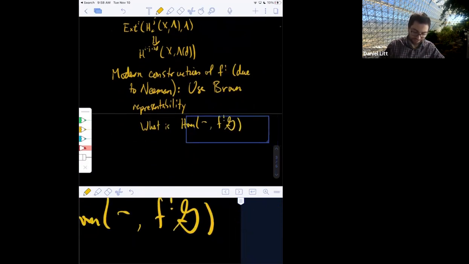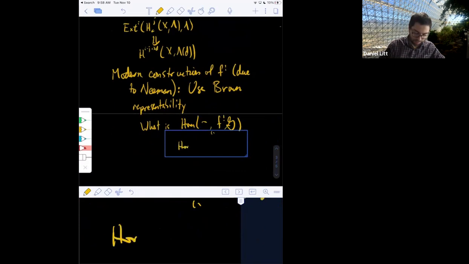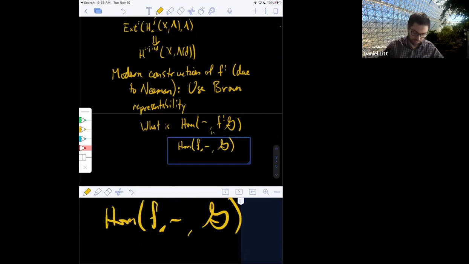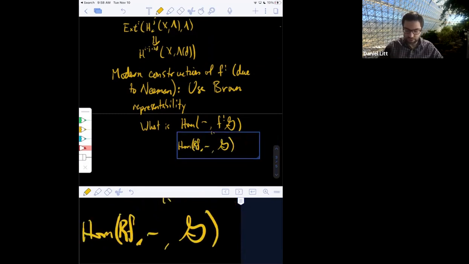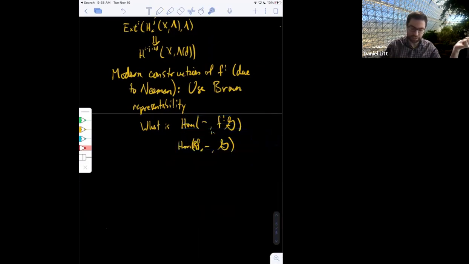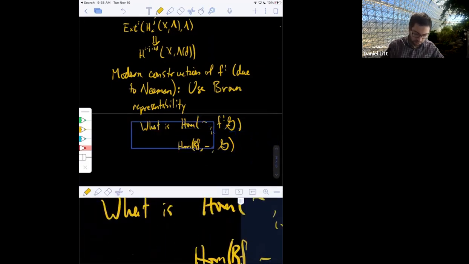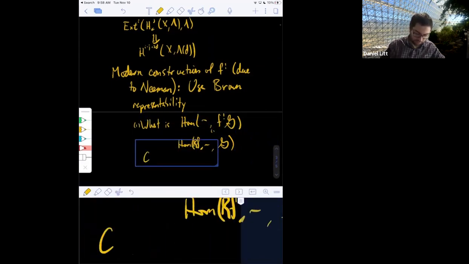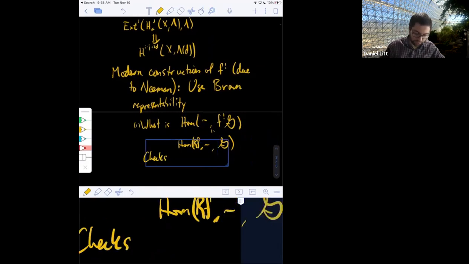And well, we know what it is. It's equal to Hom of F star dash into G, more or less. This is what it means to be adjoint. So this should be, sorry, RHom of F star into G. So what one needs to do is check that this functor satisfies the conditions of the Brown representability theorem. So one checks that this is representable, and there's an abstract way to do that.